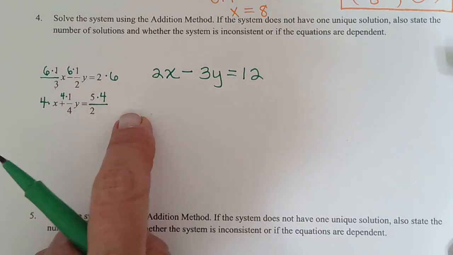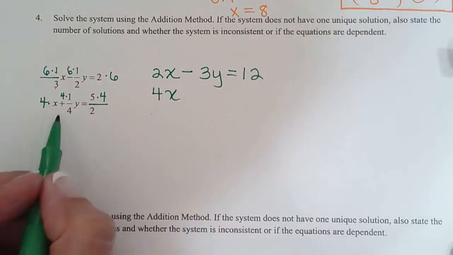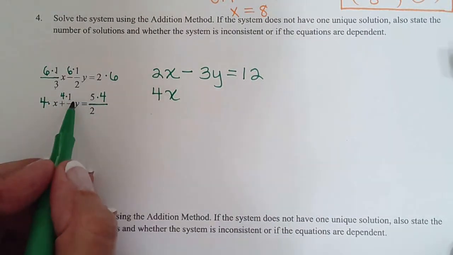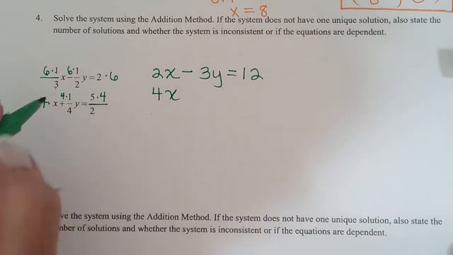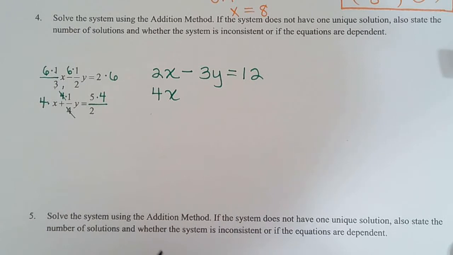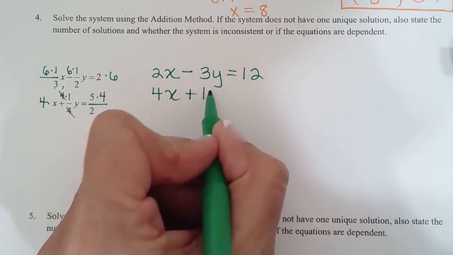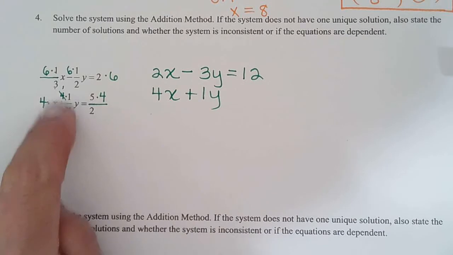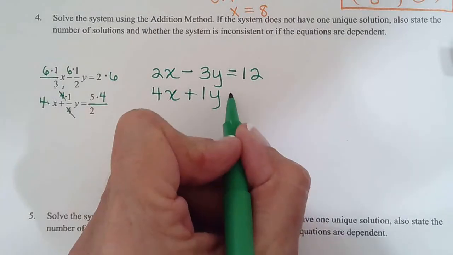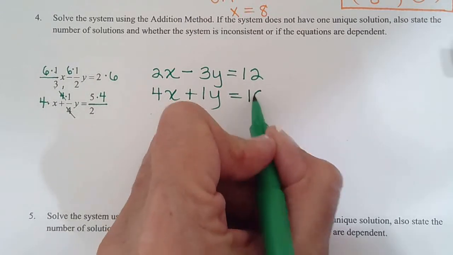Same thing with the denominator. So then we have 4x. 4 times 1 is 4, divided by 4 is 1y, or you could look at it like this. 4 divided by 4 is 1. 1 times 1 is 1y, and that's plus 1y. Plus 1y equals 20 divided by 2, 10.